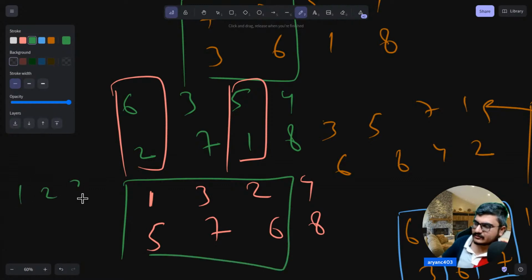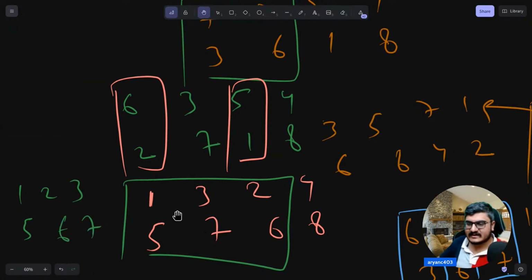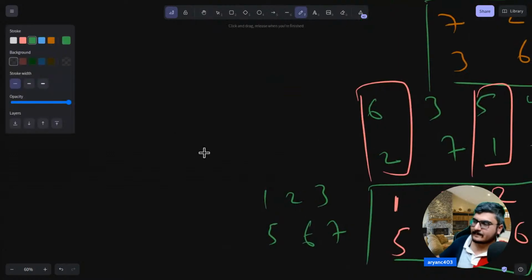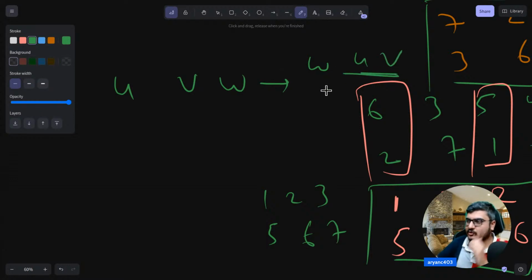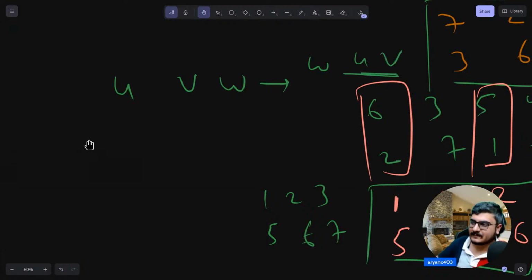From 1, 2, 3, 5, 7, 6, 4, 5, 6, 7. So the idea is you can pick three numbers and you can do a cyclic shift between them. Here, if you started with U, V, W, you can cyclic shift to make them W, U, V. And the idea is you don't really have a constant between numbers here.